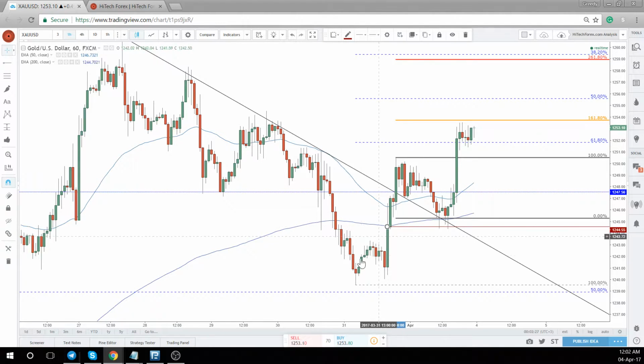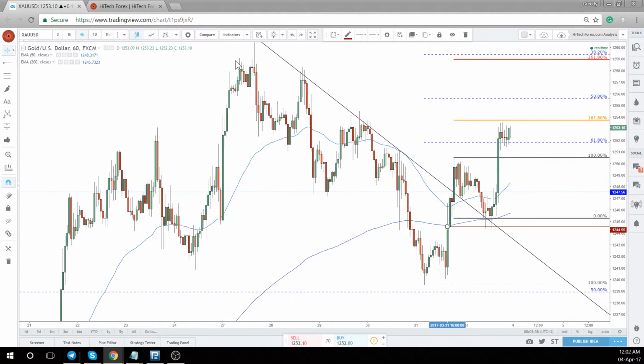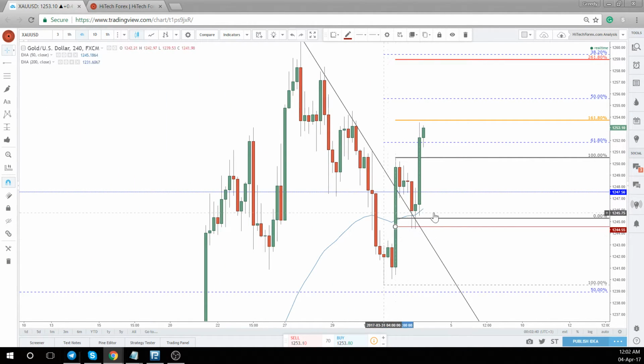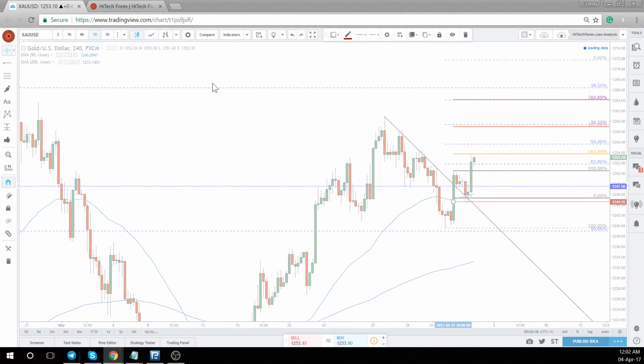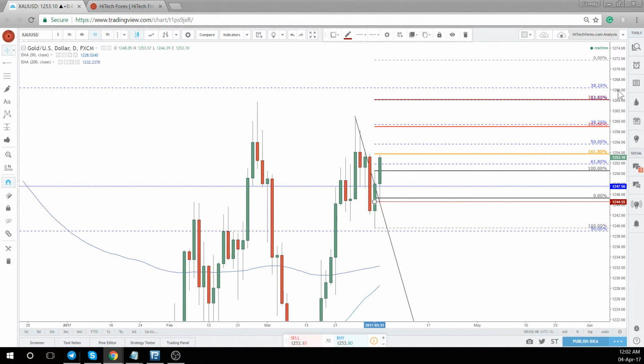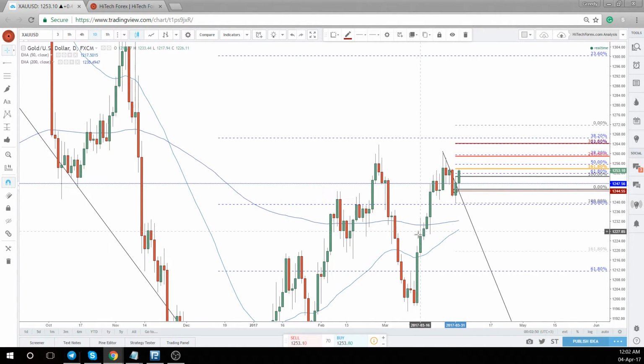You can see, and this is exactly where the market rejected the 200 moving average again, and this is where it rejected the trend line. Let's have a look at the higher time frame. Well, 4 hours is the same. We have a rejection here. Daily. On daily the market is trading above both moving averages, so it's clearly an uptrend.